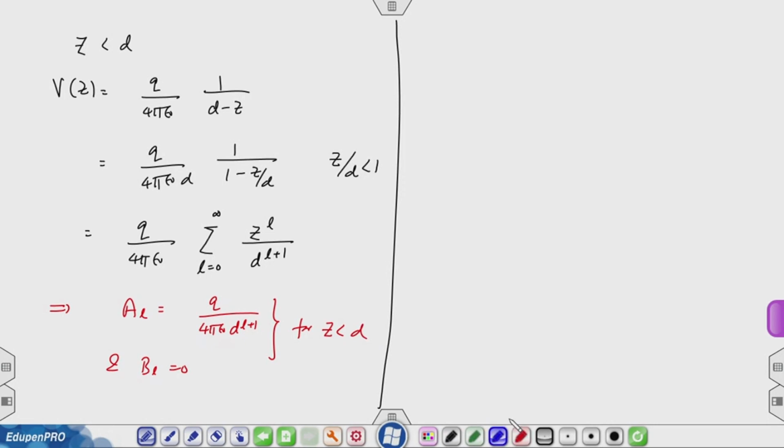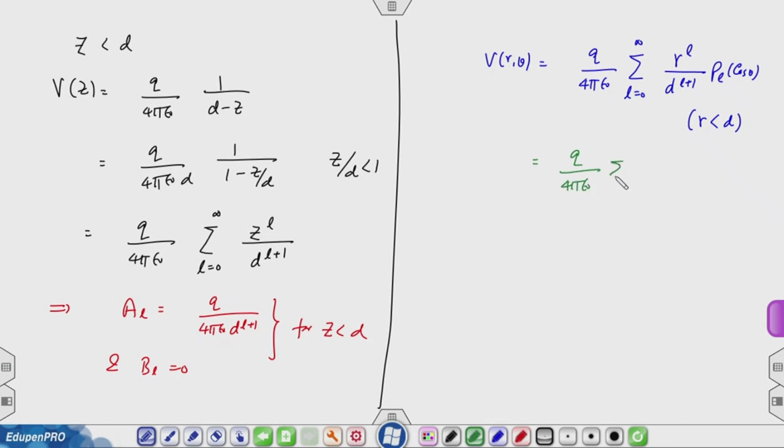And therefore, the general solution V r theta is going to be equal to q over 4 pi epsilon 0 summation L equals 0 to infinity r raised to L over d raised to L plus 1 P L cosine of theta for r less than d, and it is going to be equal to q over 4 pi epsilon 0 summation L equals 0 to infinity d raised to L over r raised to L plus 1 P L cosine of theta for r greater than d. These are your answers.